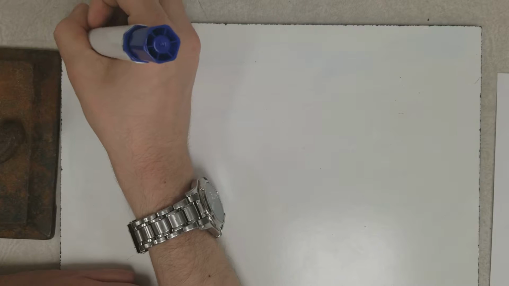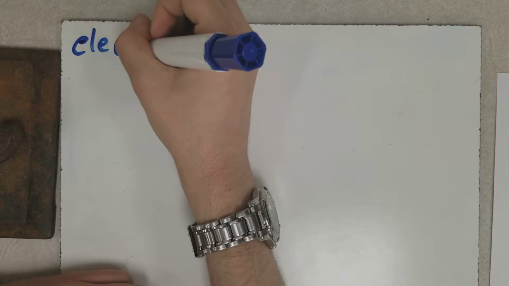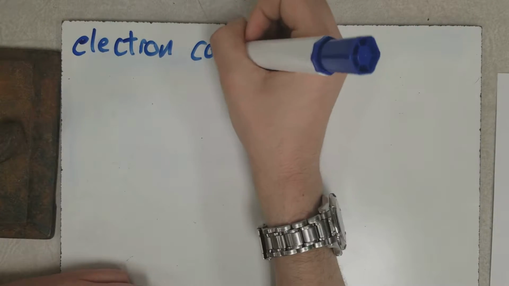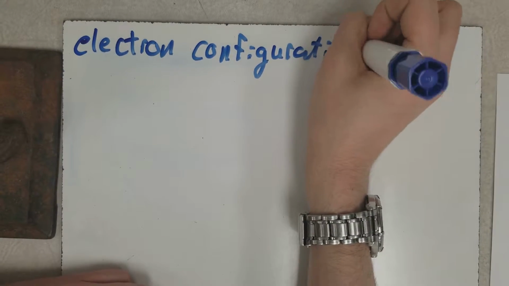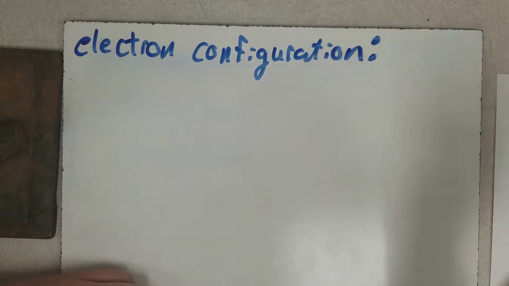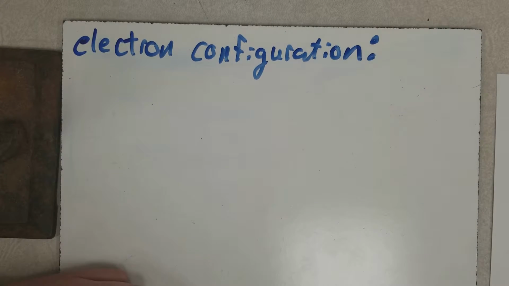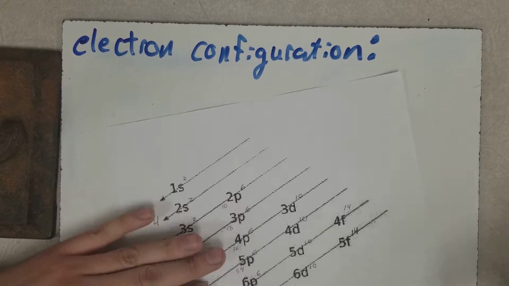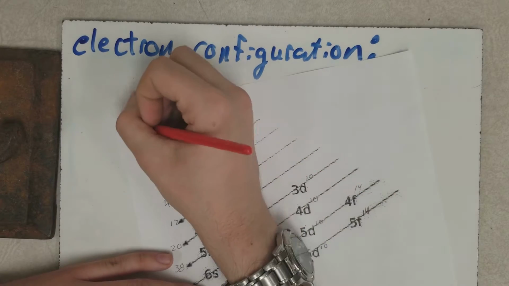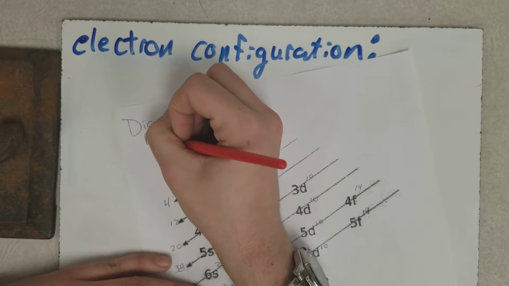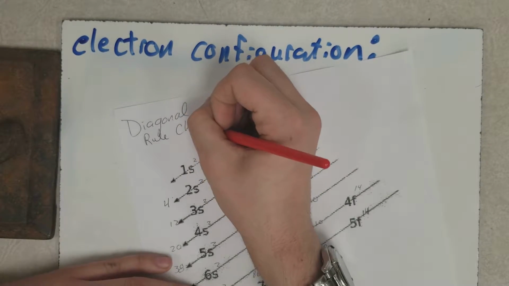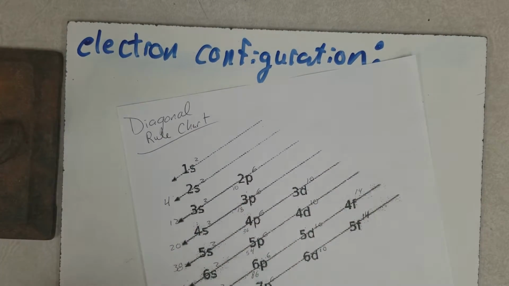Okay, for this video, I'm going to show you guys how to write the electron configuration using your diagonal rule chart. So this is your diagonal rule chart.